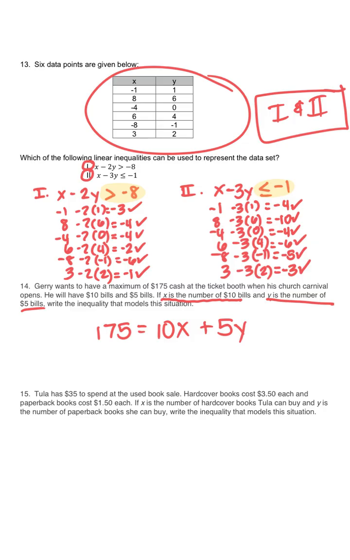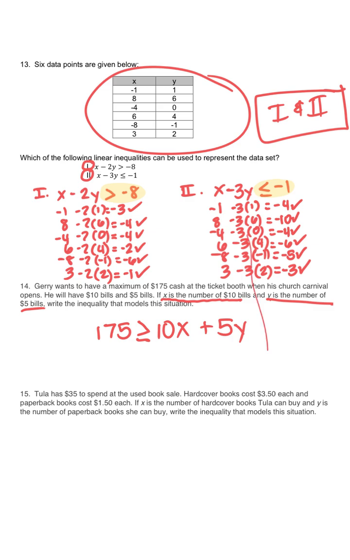Okay, so let's go ahead and change our equal sign to the inequality. Let's try that one more time. It's a little too big. Here we go. Let's change that to an inequality. It says, write the inequality that models this situation. So we know $175 is the maximum. You can't get any bigger than that. So it needs to be $175 is greater than or equal to that amount of money.